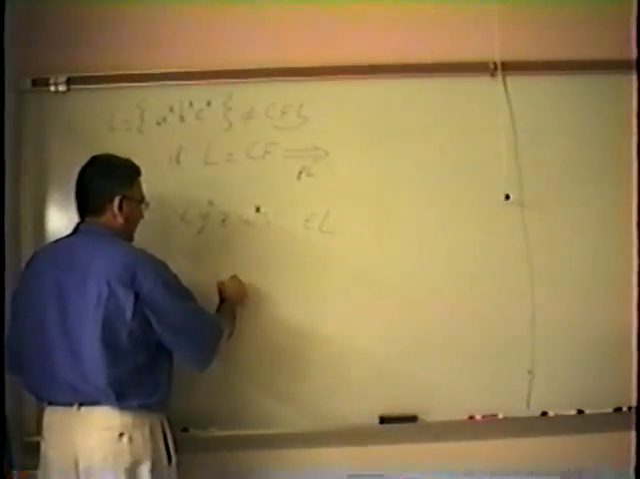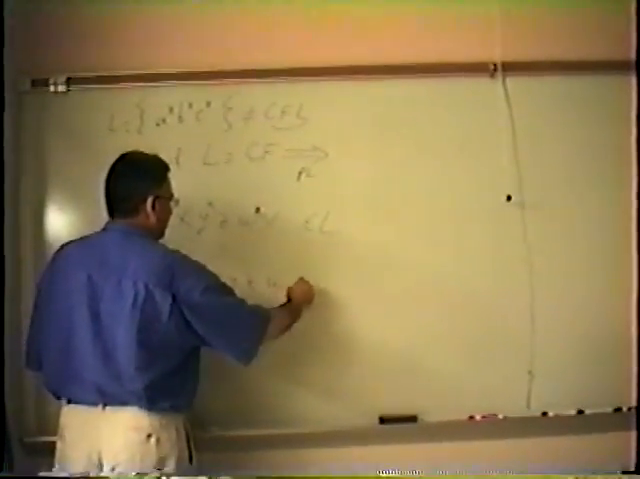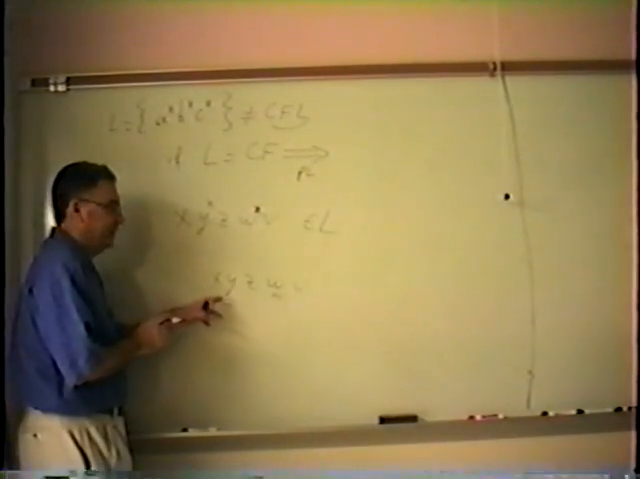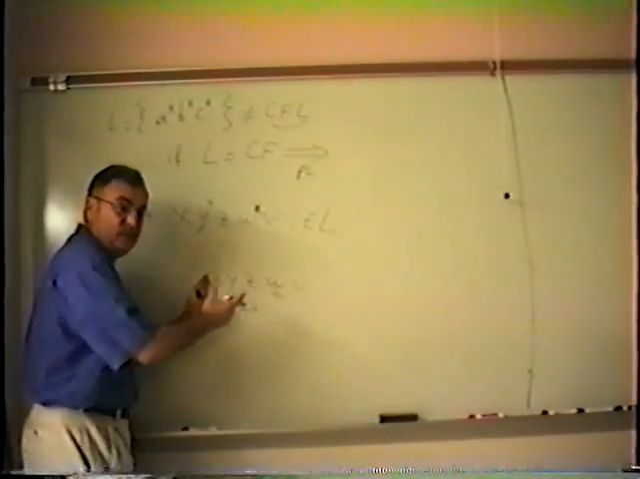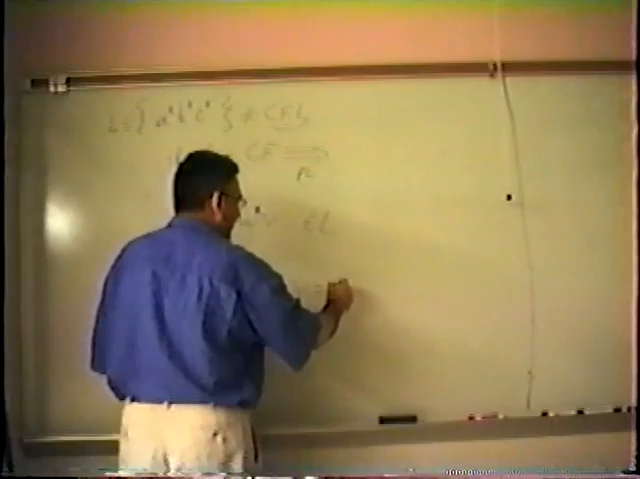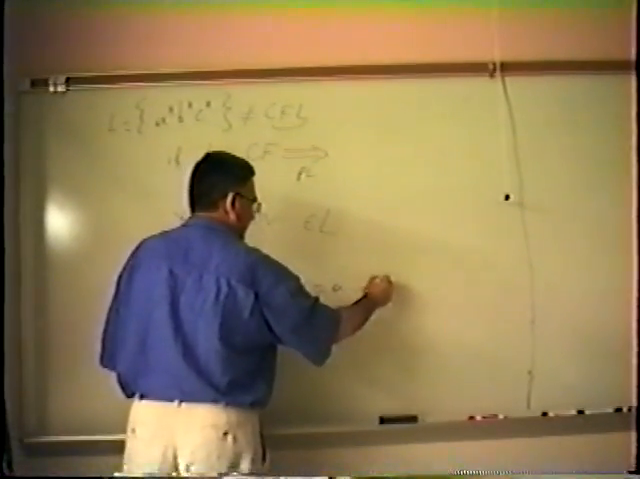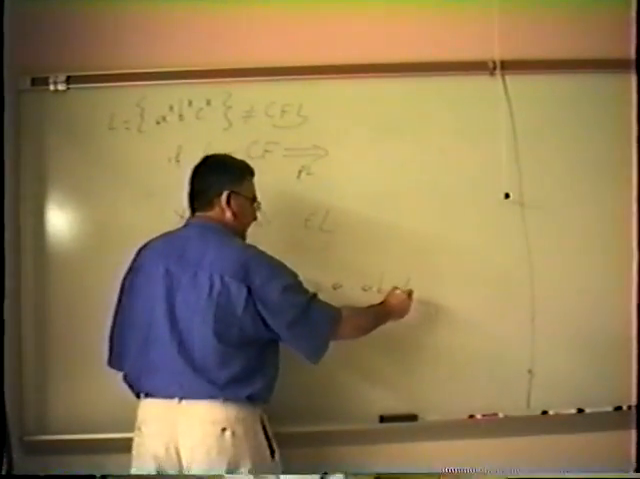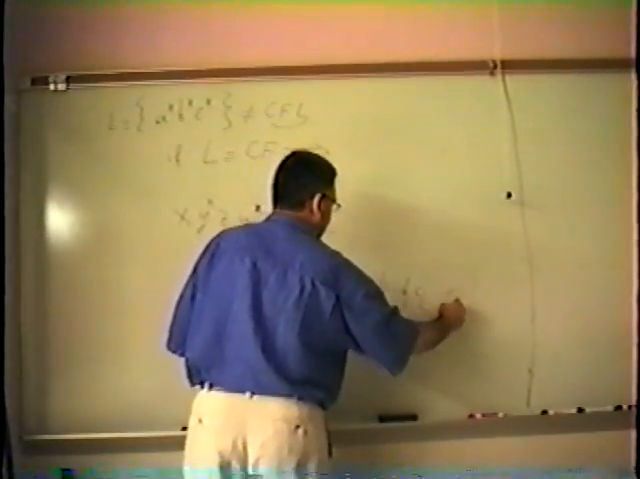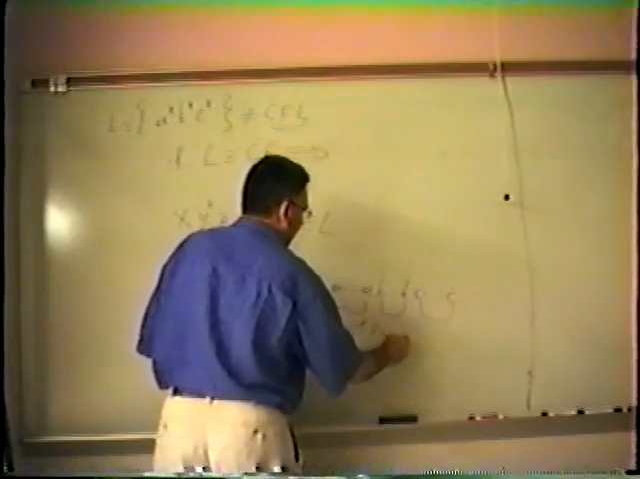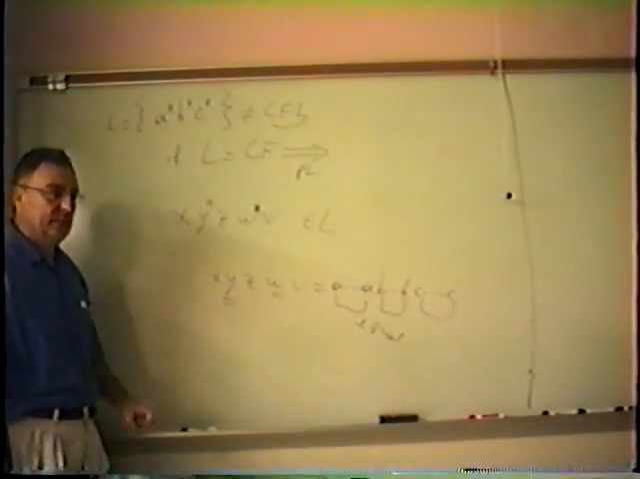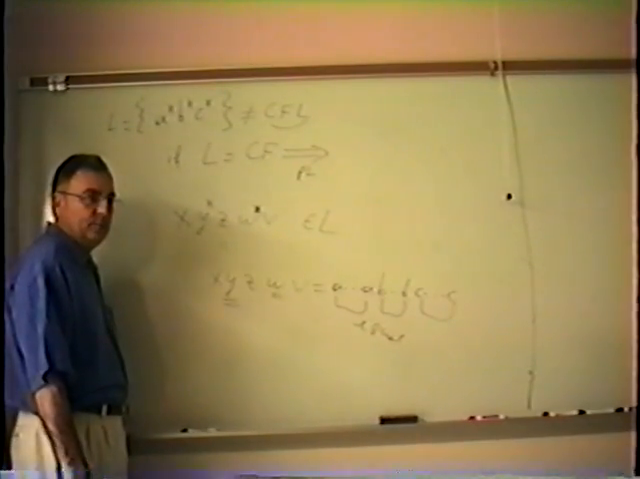Okay, but x, y, z, w, v, those are the guys I'm pumping, right? Is in the language means this string for n greater than or equal to 1, right? This is in the language means it looks like a number of a's, a number of b's, a number of c's, equal number. Right? x, y, z, w, v must look like that.